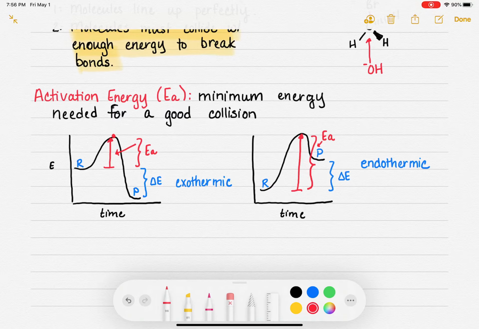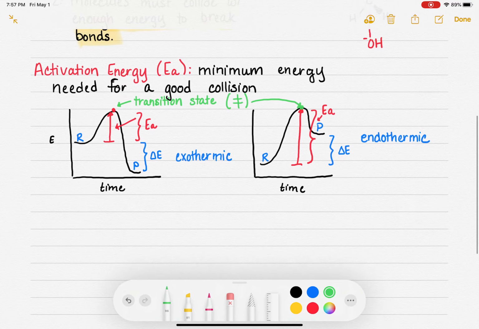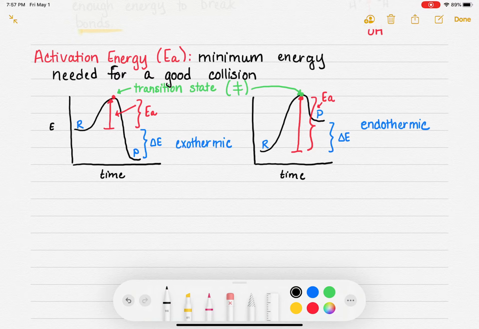The high point on the graph up here is the transition state. The transition state is given a symbol that looks kind of like an equal sign with a vertical line through it. So this point right here is the transition state. I don't really know what to call it. It's not a reactant and it's not a product. It's something that exists as the molecule is switching from reactant to product.